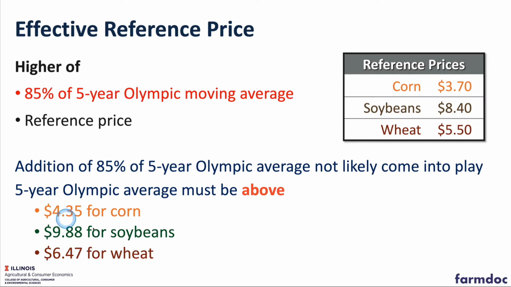Yeah, right. Because remember, this is a 5-year Olympic moving average. So you're going to drop out a high year if we actually get a spike year in prices. So the odds of this ever coming into play, certainly not for this decision, but for the next 5 years, to be able to get above the current price would take at least 2 years of really high prices to pull that up. Yeah, and it's not likely. It's very much not likely to happen.